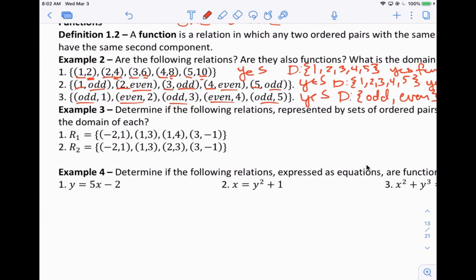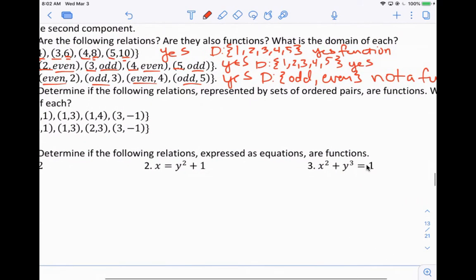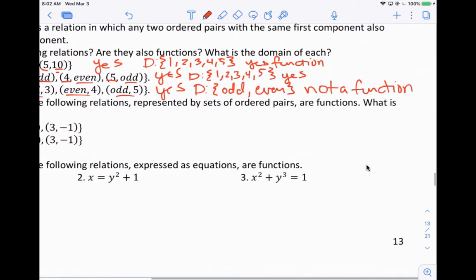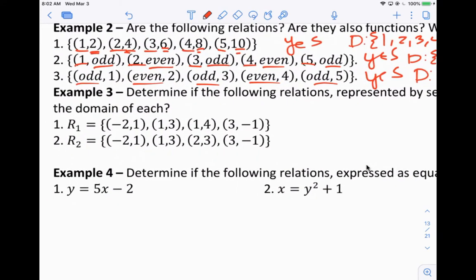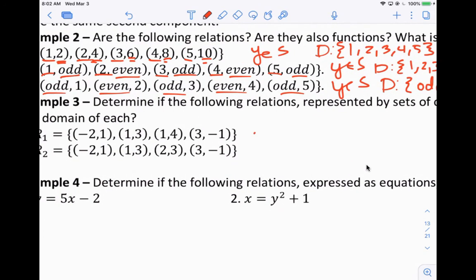All right, example 3, determine if the relations represented by the sets of ordered pairs are functions. What is the domain of each? Very similar. So this is now a hardcore relation. Let's do this a little faster. The domain, easy peasy. -2, 1, and 3. Okay. Domain in the second relation, -2, 1, 2, and 3. Oh, that's a horrible 3. Let's write that again. 3.